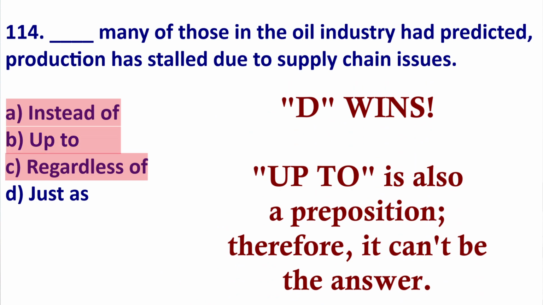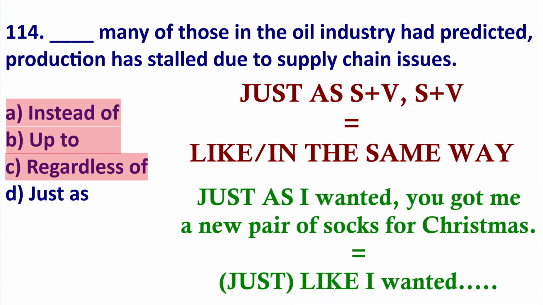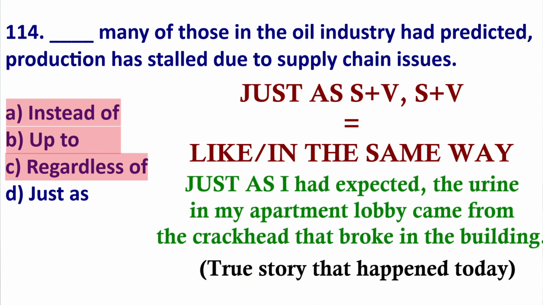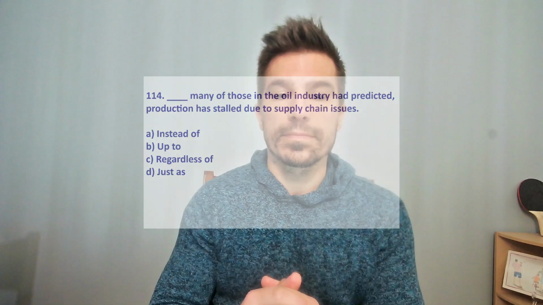Just as, subject plus verb, equals like, subject plus verb. In the same way, that's subject plus verb. Here's an example. Just as I wanted, you got me a new pair of socks for Christmas. I don't know if I really wanted socks, but this is like I wanted. Or, just as I had expected, the pee in the lobby came from the person who broke into the building. Remember, true story, someone peed in my lobby last night. So here, just as people in the industry had predicted, production has slowed down. So this is like they predicted.